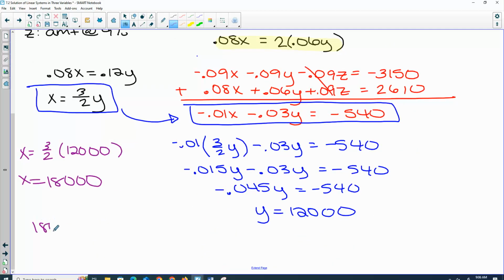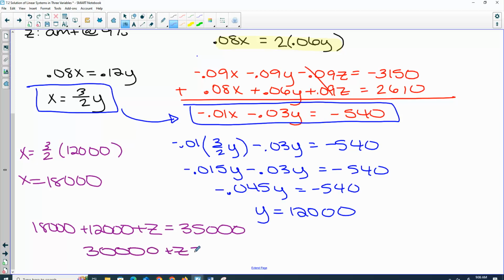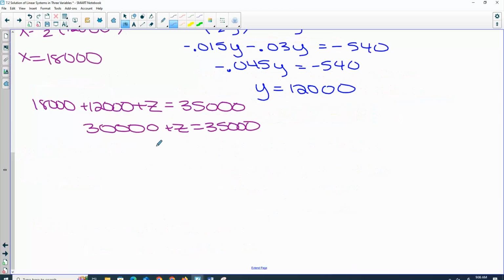The very first equation, x plus y plus z equals 35,000. So 18,000 plus 12,000 plus z equals 35,000. So z is 5,000.